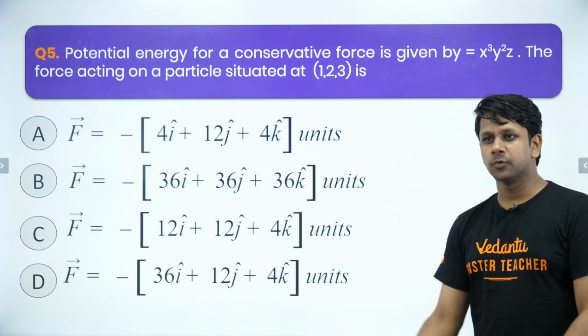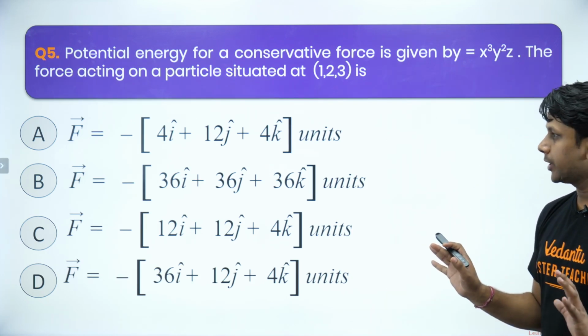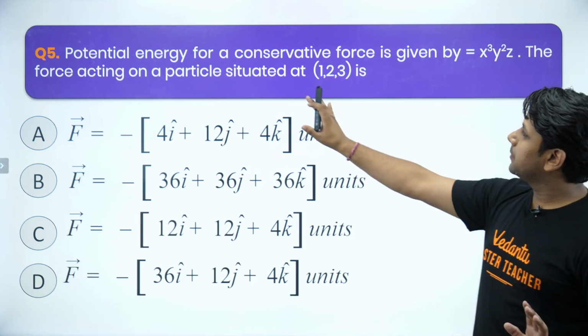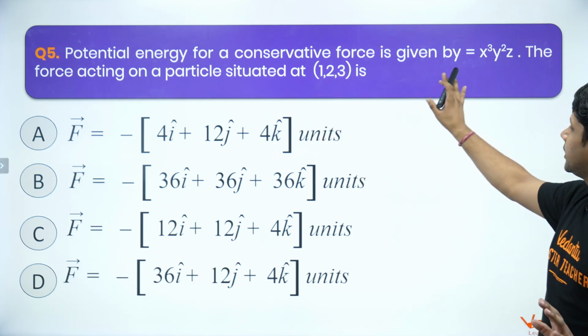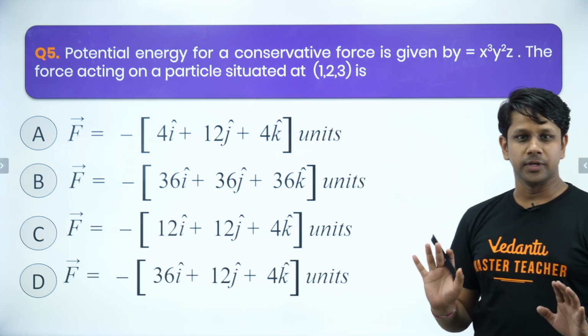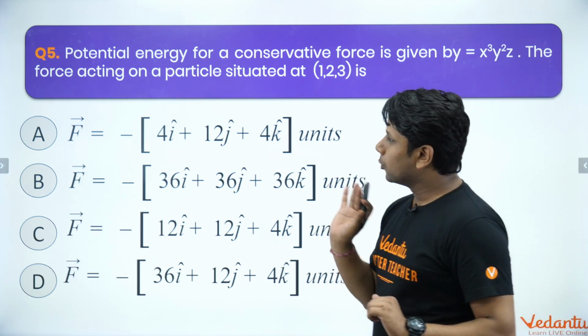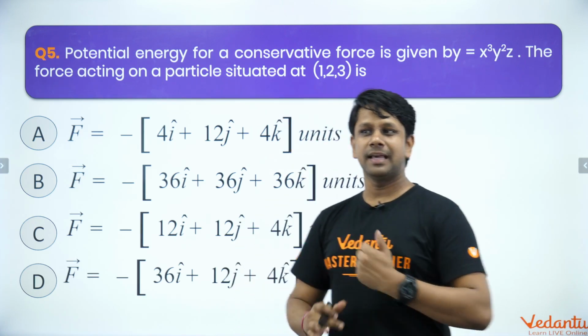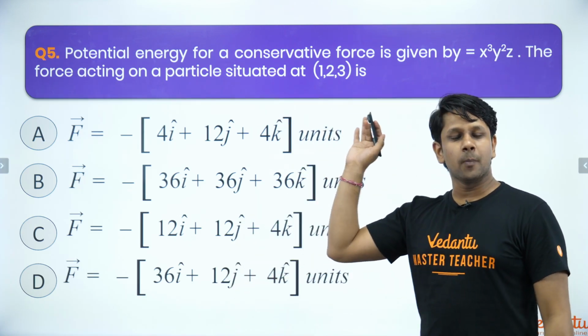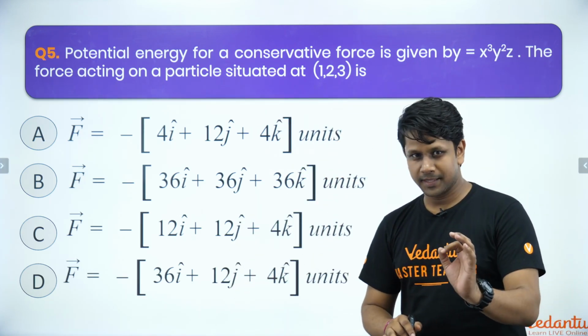चलिए मैं आपको बताता हूं क्या इसका आंसर आएगा and how do we solve it, okay? So here you have been given कि potential energy of a conservative force is given by this equation: x cube y square z. Force acting on the particle situated at (1, 2, 3) is what you want, है ना?